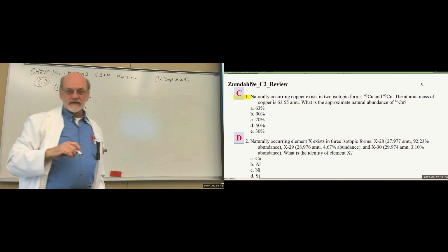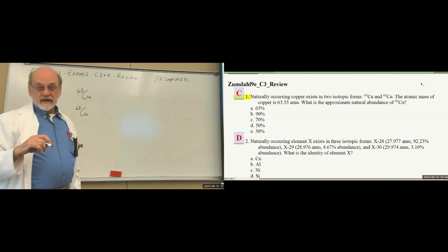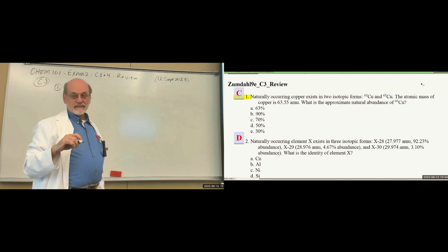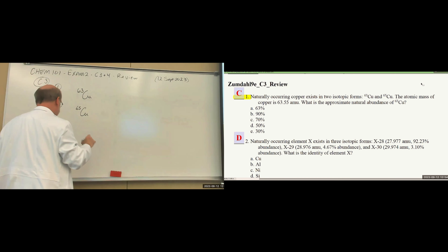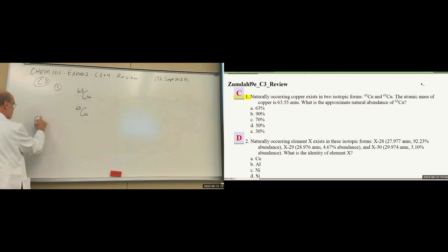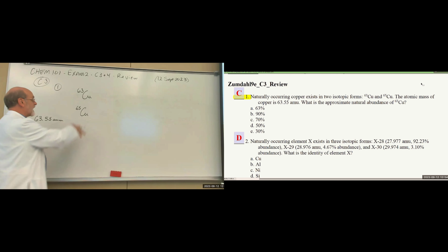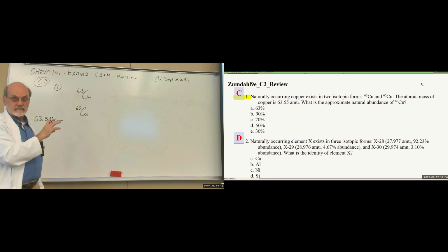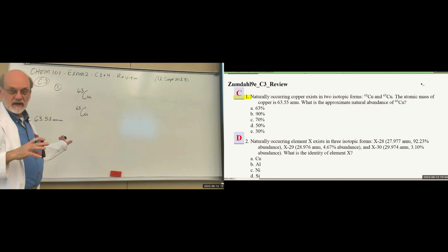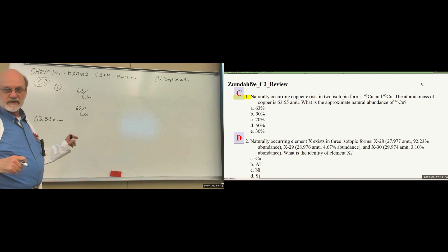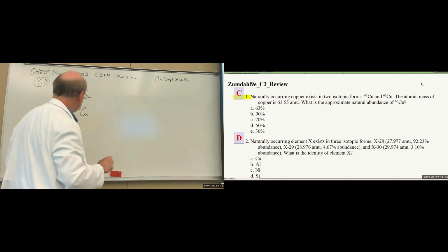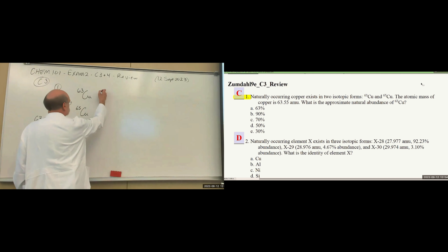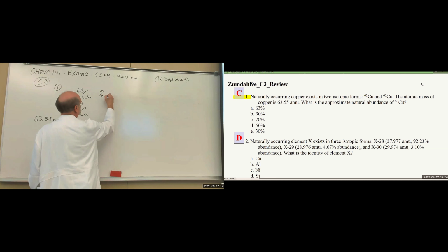Okay. That's given. The atomic mass of copper is 63.55 AMUs. What they're telling you there is this is 63.55 atomic mass units, average atomic weight, atomic mass. So it's a weighted average of those isotopes. That's what that value means. What's the approximate natural abundance of copper 63? So we're looking for the percent abundance of this one.